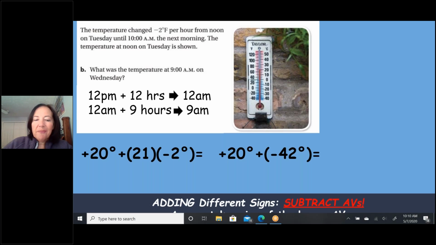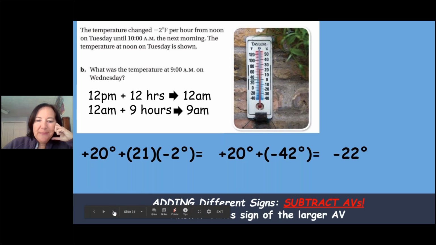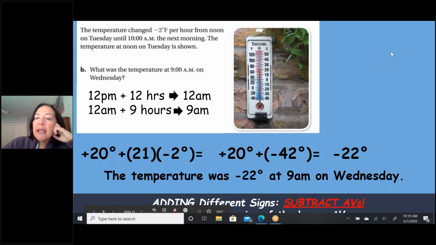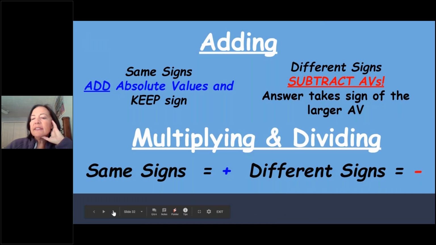That's it. So that's the answer. You always do the opposite. I think on the next screen, I've got a review. Let me make sure that that's right. Yes, the temperature was negative 22 degrees at 9 a.m. on Wednesday. Let's look at the next screen. I think I built in a review. This is kind of a review.